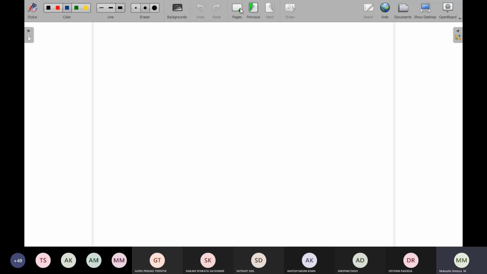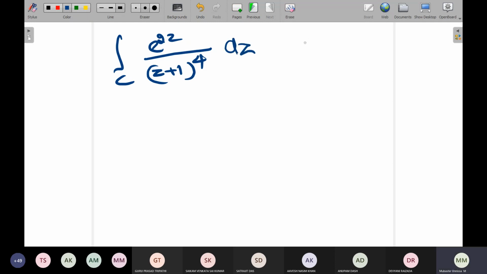Next one. Evaluate the integral over C of e^(2z) divided by (z + 1)⁴ dz, where C is the circle mod z equals 2.